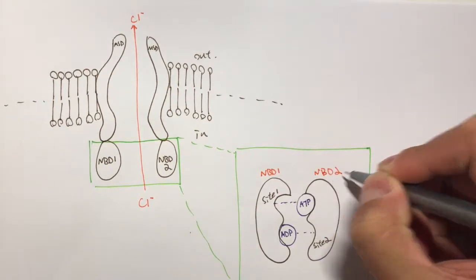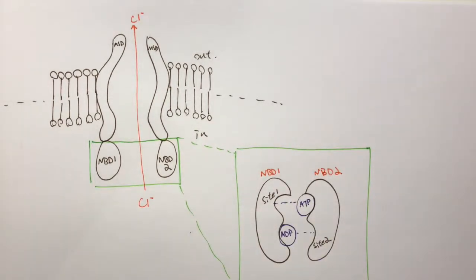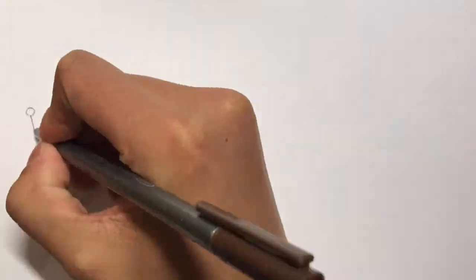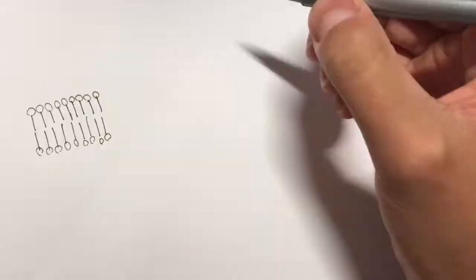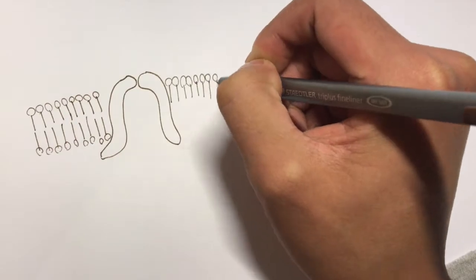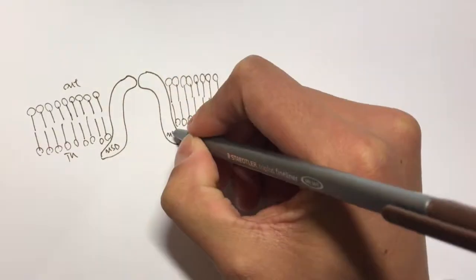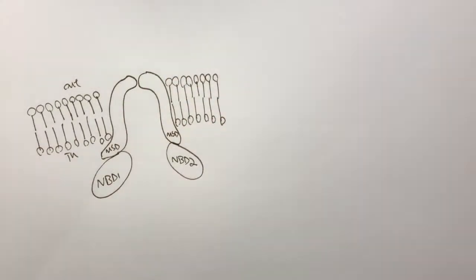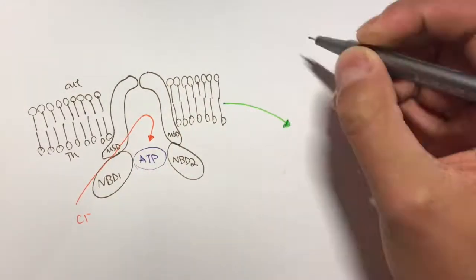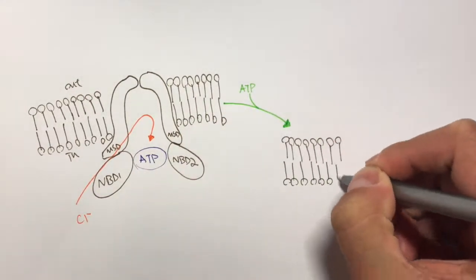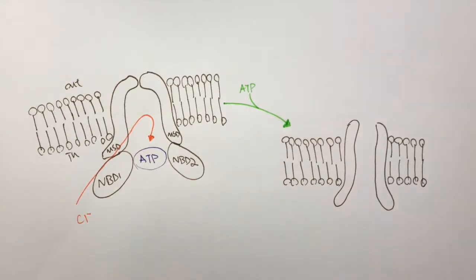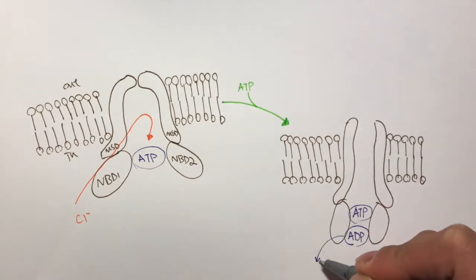ATP binding and hydrolysis drives the cycles of NBD dimer assembly and disassembly to induce conformational changes in the MSDs to allow anion flow. During the gating cycle, ATP binding site 1 remains tightly closed around the bound ATP molecule, whereas ATP binding site 2 undergoes conformational changes, closing after binding of an ATP molecule to form the NBD dimer, but opening again after ATP cleavage to release the products of ATP hydrolysis.